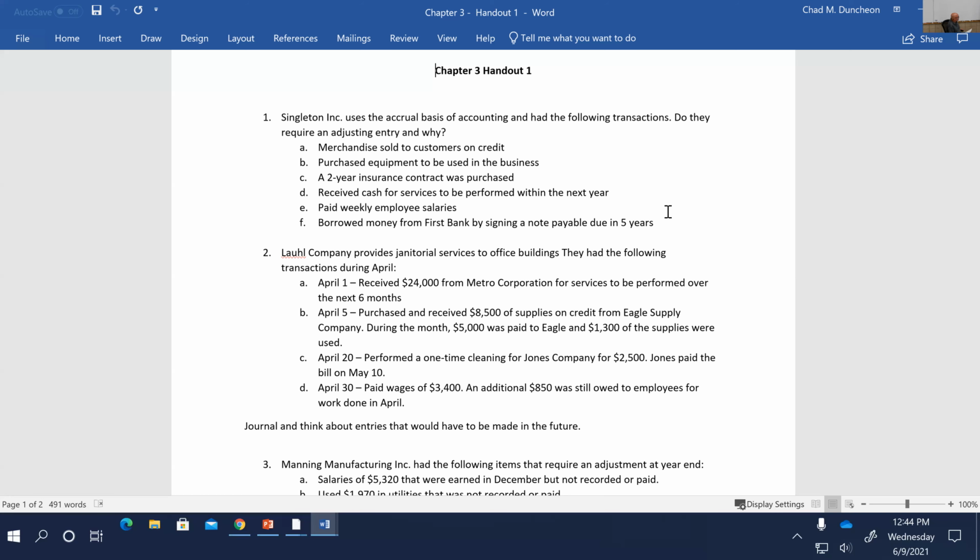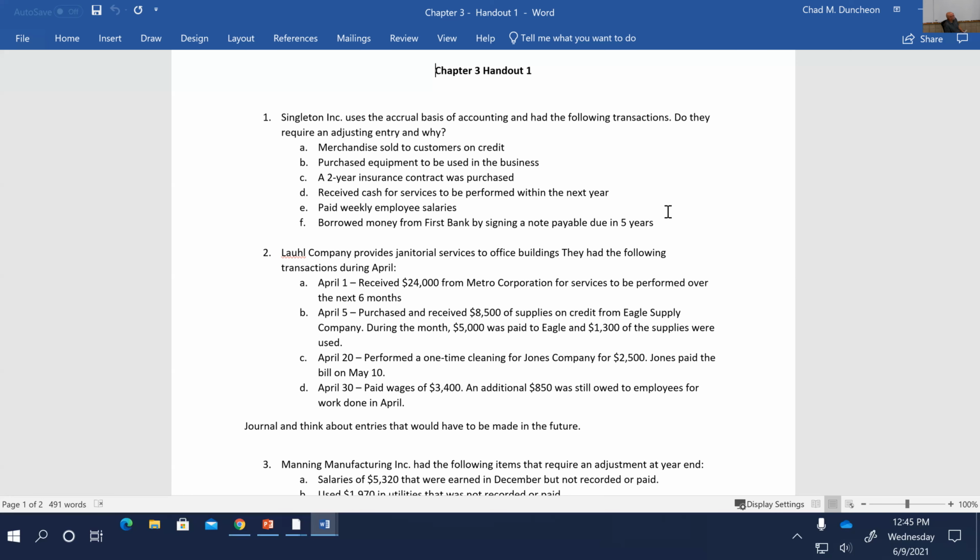And borrowed money from First Bank by signing a note payable due in 5 years. So here we're going to have an interest expense. If we borrowed money and signed a note payable, we would receive cash and create the liability of note payable. And then every reporting period, we'd have to record how much interest had been accrued up until that point in time. We probably wouldn't pay it back until we pay the note back at the end of the 5 years. So we'd have an interest expense and an interest payable.